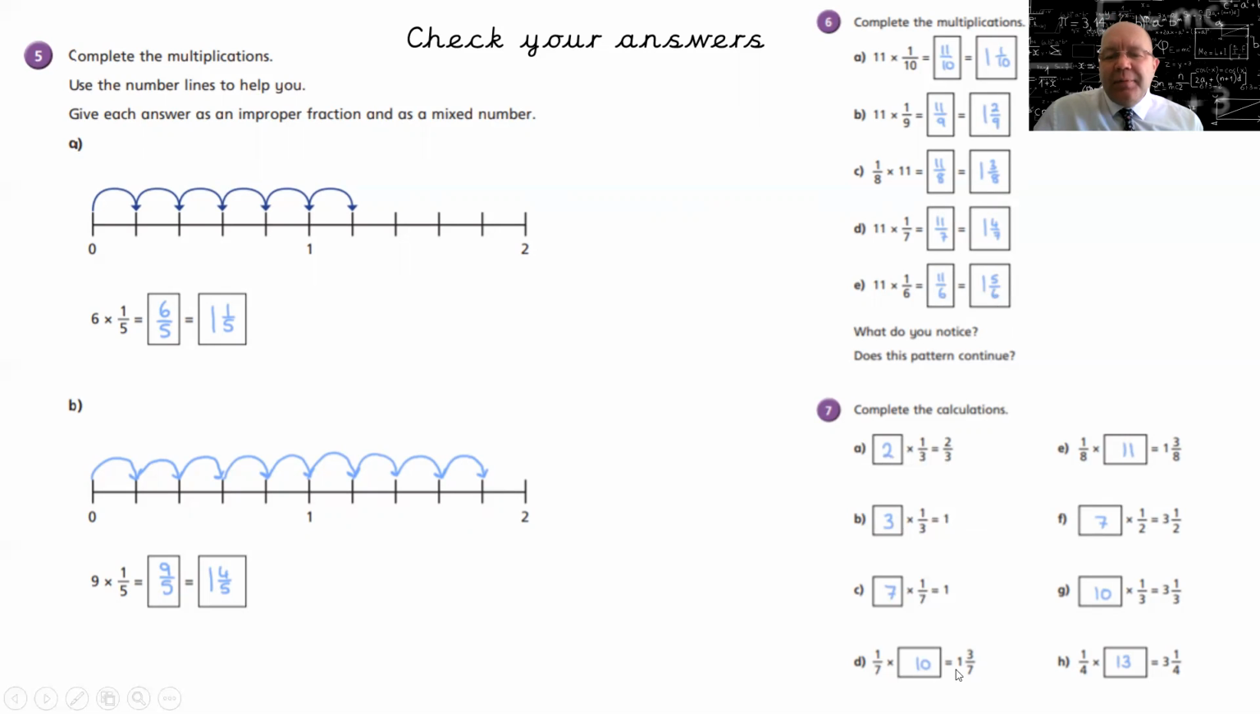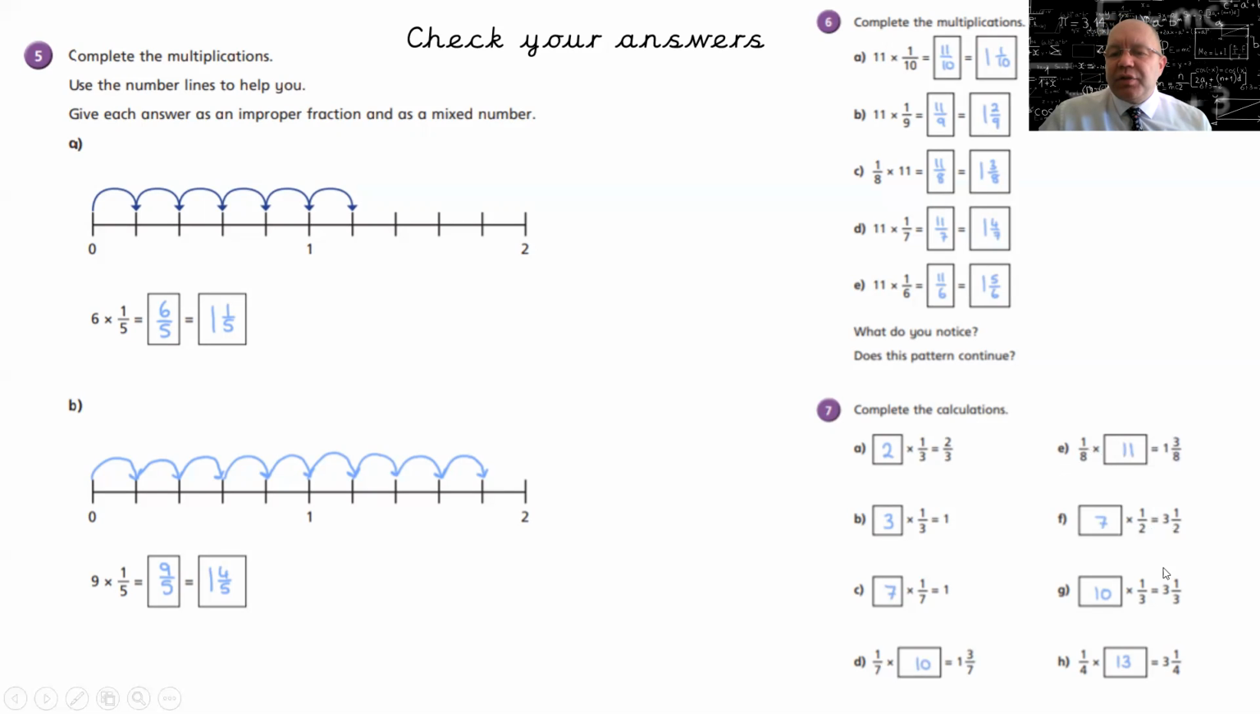1/7 times 10 is 1 and 3/7. Hopefully, you've turned that into an improper fraction. 1 and 3/7 is 10/7. So 1/7 times 10. E is 1/8 times 11, give you 1 and 3/8.